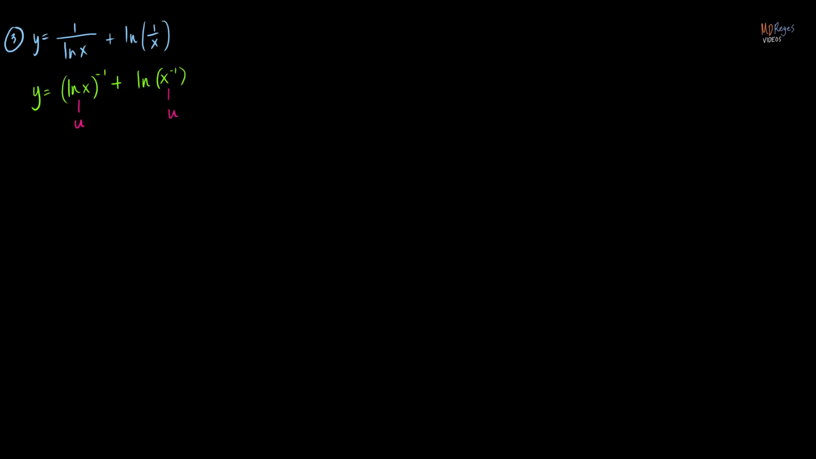Okay, for y prime, using the general power rule for the first term, we bring down the exponent, we copy the base, and we subtract 1 from the exponent. When we subtract 1 from negative 1, we get a negative 2, times the derivative of the base. That is the derivative of ln of x. Don't forget that. Plus the derivative of ln of x raised to negative 1.